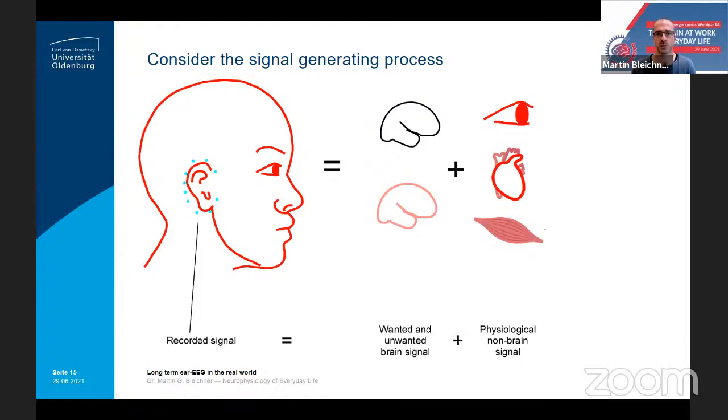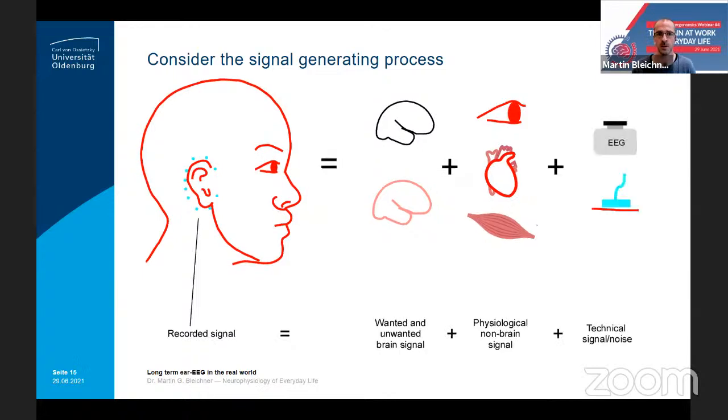Next, we have the contribution of different physiological non-brain signals, signal changes that you see when people move their eyes, tense their muscles, or simply the activity of the heart. When you allow people to move around without any limitations, these signal contributions are much larger than what you normally would have in the lab. And we have to find ways to deal with them.